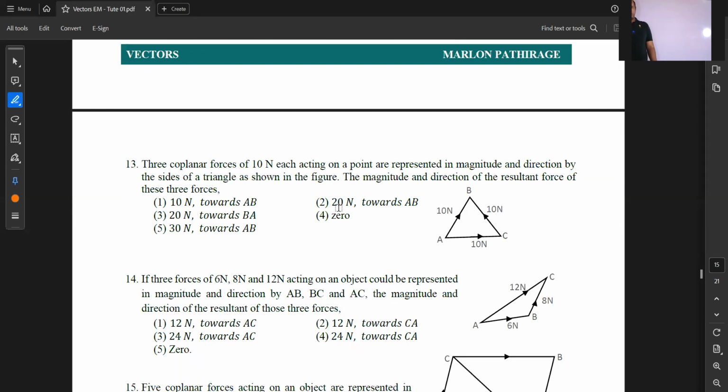Okay, let's go for the 13th one. So what is the answer for question number 13? Question number 13. Tell me quickly. What is the answer? Yes, answer number 2.